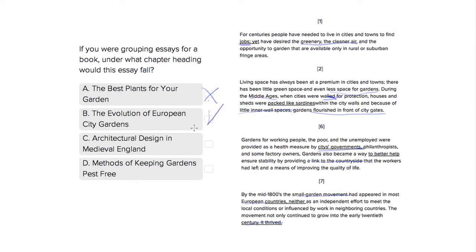Choice 3, architectural design in medieval England. It's very specific. We're talking about the design of gardens, not buildings, and we're focusing on Europe in general, not just England. So that's not good. Choice 4, methods of keeping gardens pest-free. This is a much more interesting essay than that. We don't talk about pests. We don't talk about gardening. We're talking about the history of gardens being built. So choice 2 is our only answer.